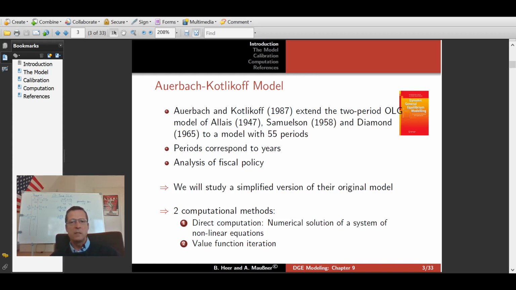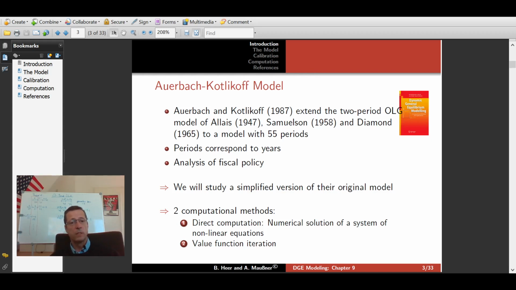They made so many terrific contributions in the field of economics, so they were very well-deserved prizes for these three economists. Now, Auerbach and Kotlikoff, at the end of the 80s, extended the two-period model to a 55-period overlapping generations model. We will use 60 periods. They suggested the age structure, the overlapping of all these cohorts, in their case 55, in our case 60, in any period that we consider in the economy, and periods therefore could be identified with years.